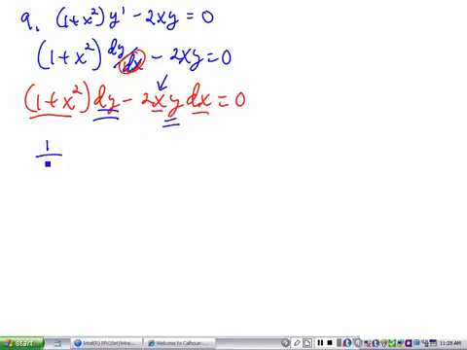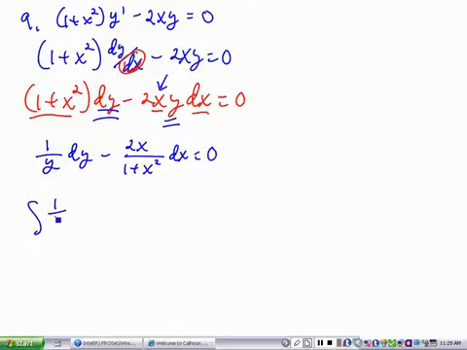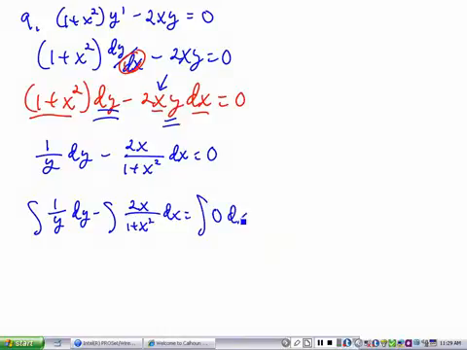And what that gives us is 1 over y dy minus 2x all over 1 plus x squared dx is equal to 0. Now with this, you can integrate throughout. This is the integral of 1 over y dy minus the integral of 2x over 1 plus x squared dx equal to the integral of 0 dx. It doesn't matter if we put dx or dy on 0. You're going to end up with a constant anyway. So now you integrate.